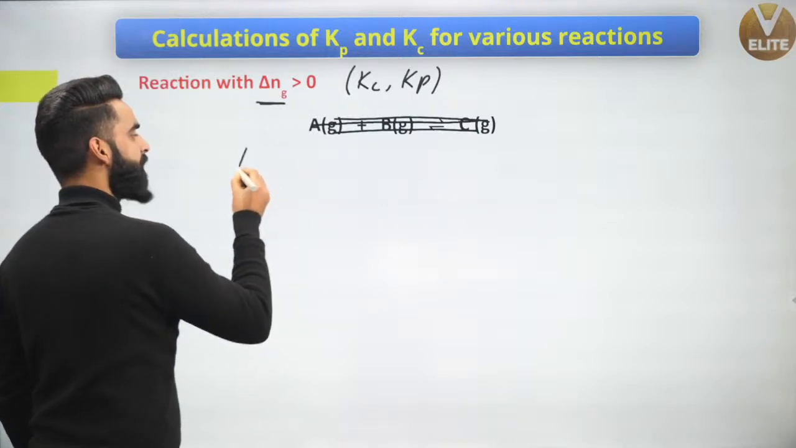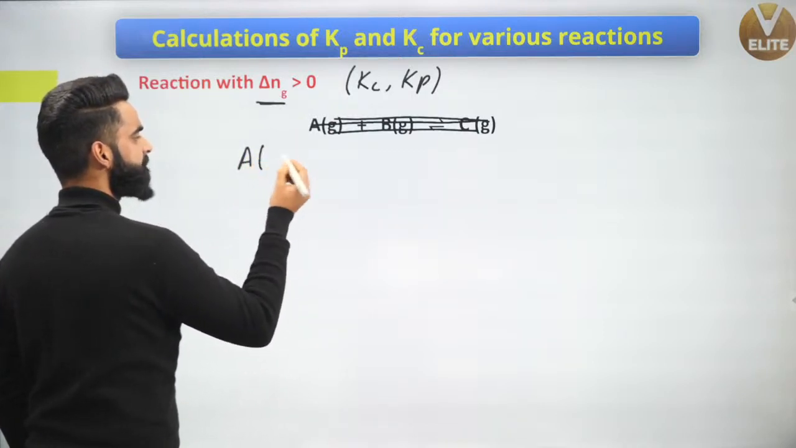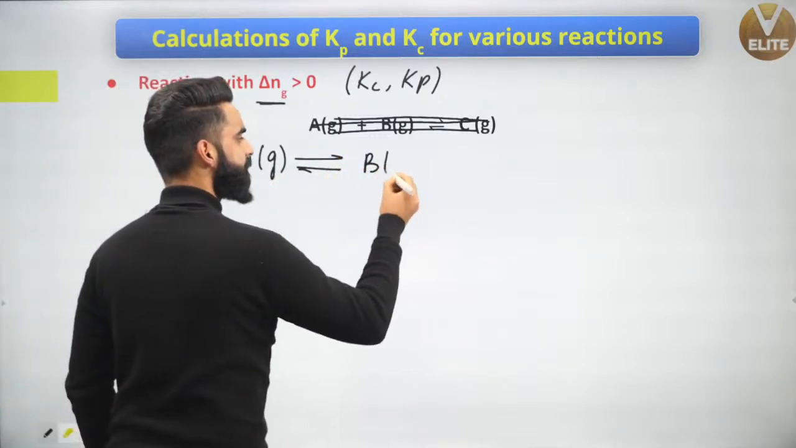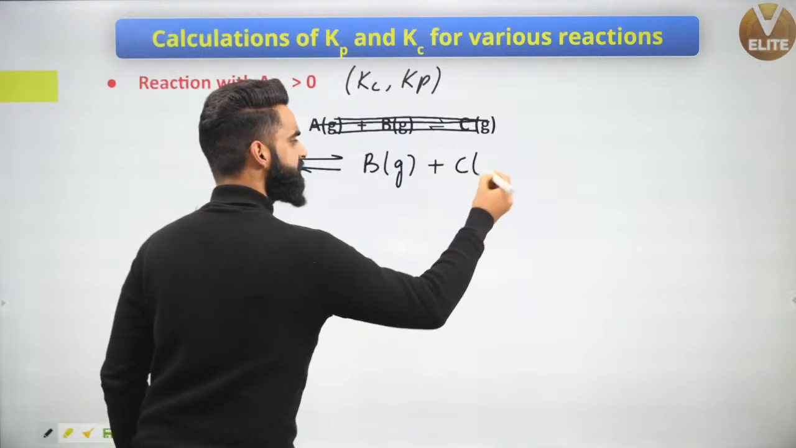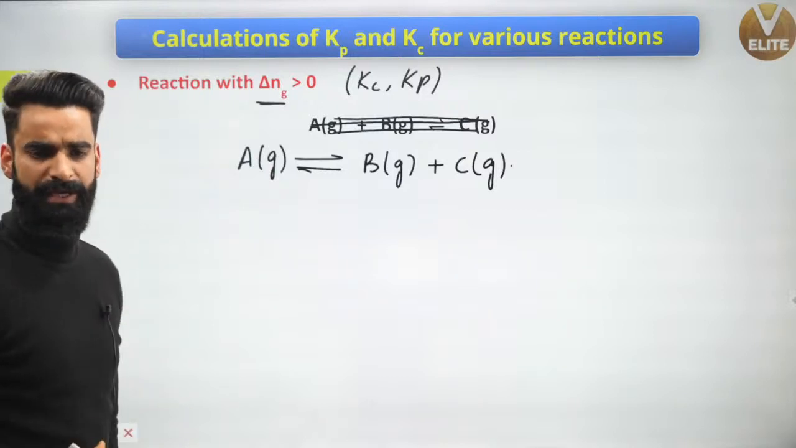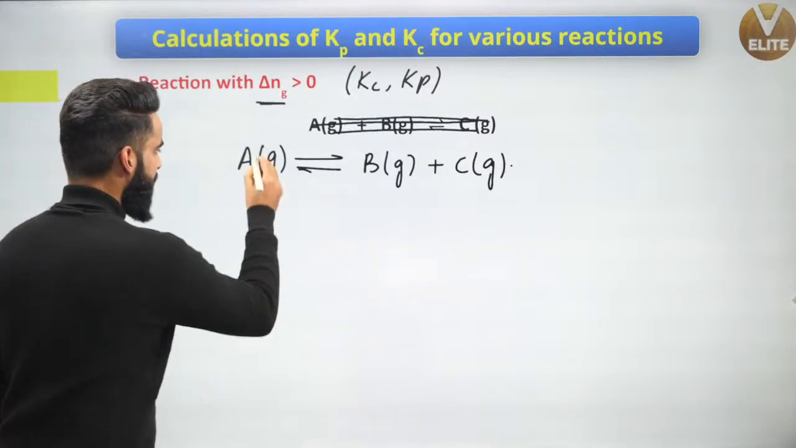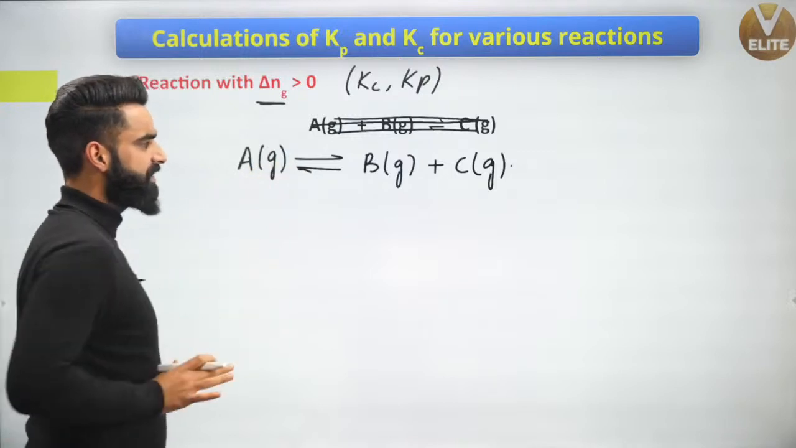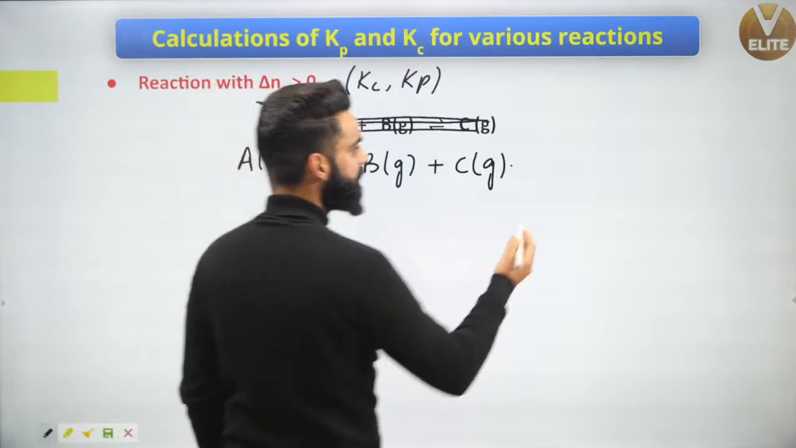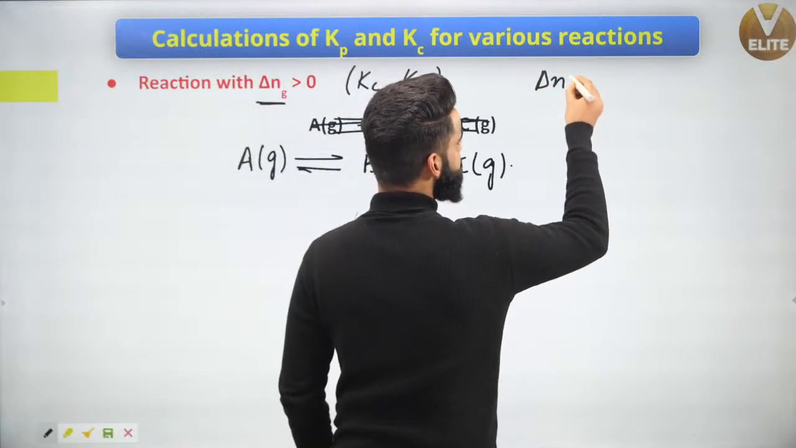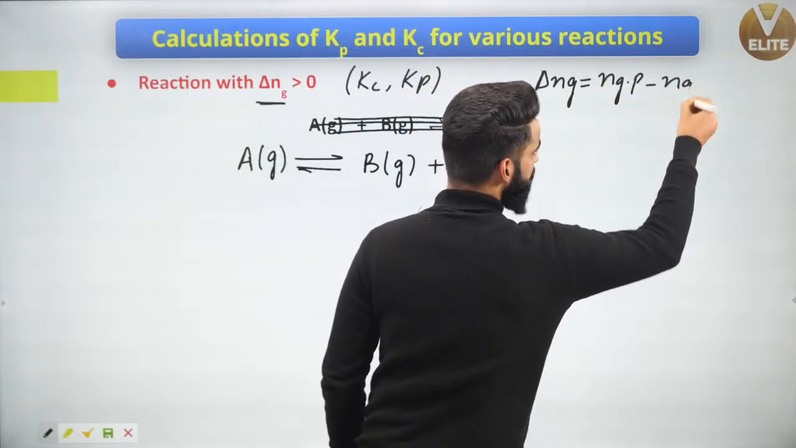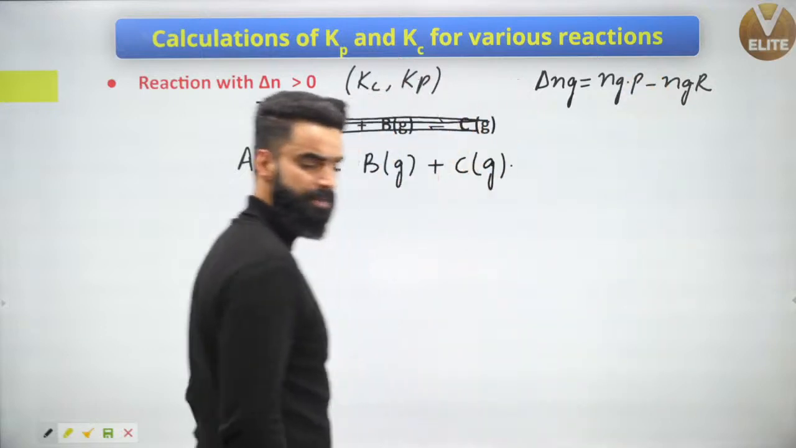See, for example, I'm having a homogeneous gaseous reaction like this. Let's say the reaction is A gas getting converted to B gas plus C gas, okay? This is one homogeneous gaseous phase reaction which is given to me. Got it? Now, people, if I want you to calculate delta Ng for this reaction, can you do that? Definitely, I have shown you how to calculate delta Ng, right? And we know delta Ng is always equal to number of moles of gaseous products minus number of moles of gaseous reactants. Very simple, okay?